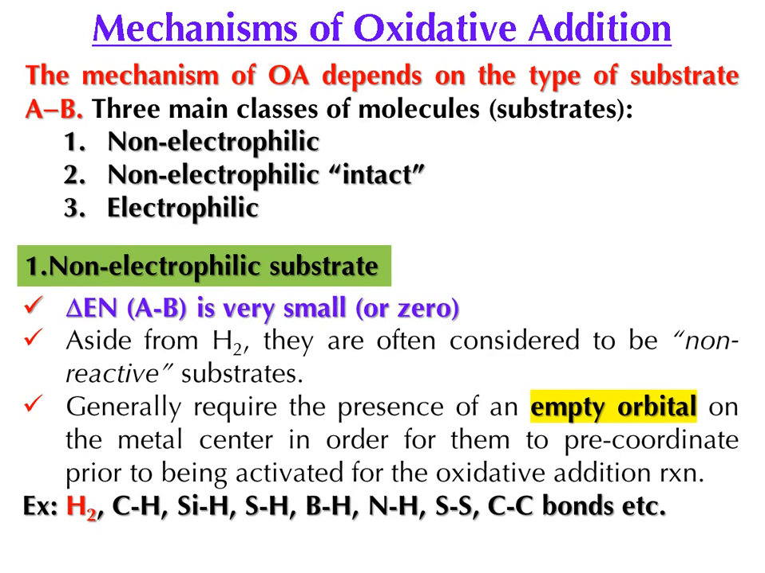What is the condition of this oxidative addition? It generally requires the presence of an empty orbital on the metal center in order for the substrate to pre-coordinate in this type of reaction.